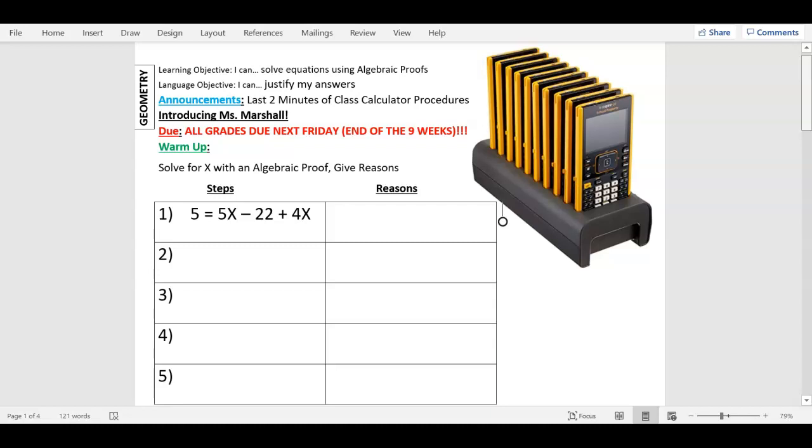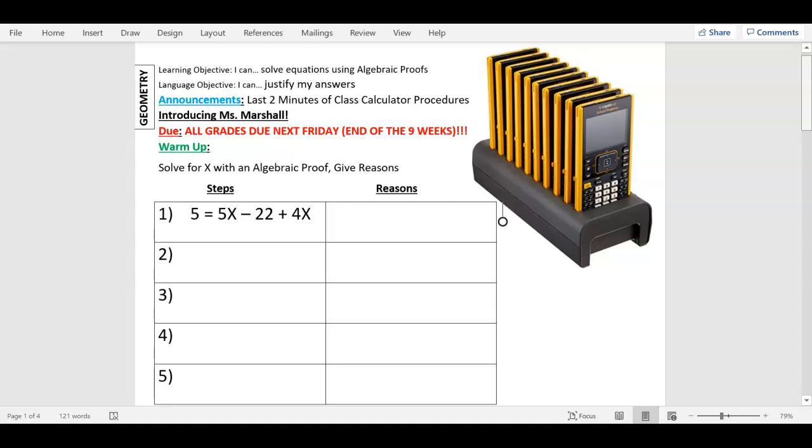So, again, calculators. In the last 2 minutes, when I ask you to, pass them up. People at the front, help me put them over here. I need to count all 30 in the class every day. Okay, for real.